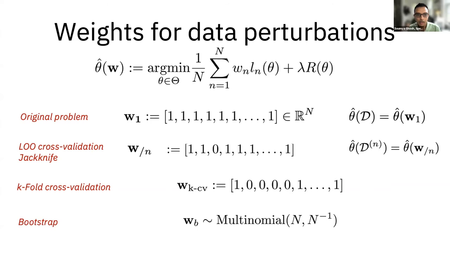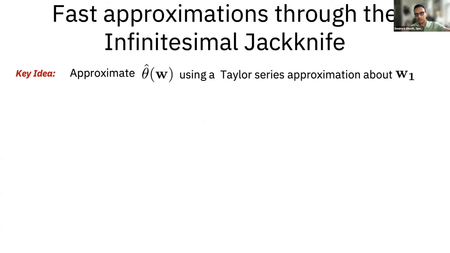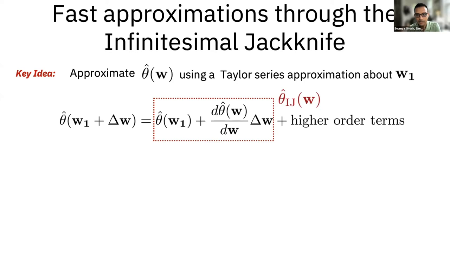Okay, so we took our original learning problem and converted it into this weighted learning problem. The weighted learning problem allows us to express the parameters theta as a function of w. So now the key idea behind the infinitesimal jackknife, which is going to allow us to move away from refitting the models, is basically a Taylor series expansion. The idea is that we can approximate the parameters theta at some arbitrary weight vector, which is close to the vector of all ones, by performing a Taylor series expansion around the vector of all ones. The first order Taylor series approximation is sometimes called the infinitesimal jackknife or the influence function. They have a couple of different names.